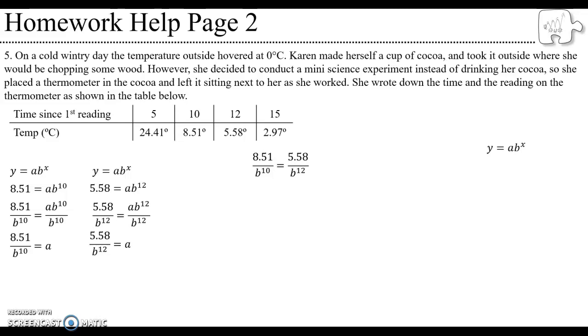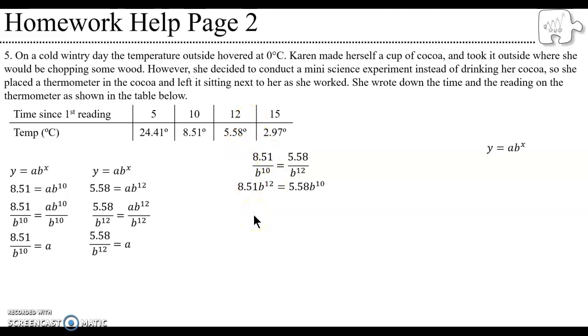So now we're going to do our proportion equation, where we multiply both sides by b to the 10 and b to the 12, but in practice it looks like we're just multiplying across. So the b to the 12 will stick to the 8.51, and the b to the 10 will stick to the 5.58, because we were multiplying across to simplify that proportion.